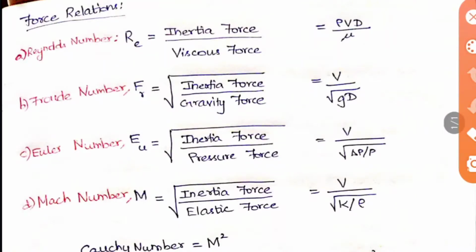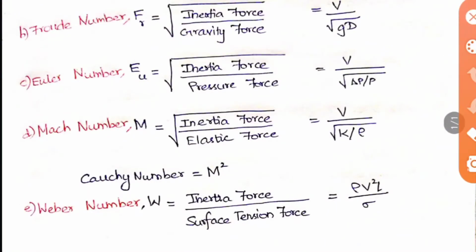Here the terms I didn't say, no? V is nothing but the velocity, d is the diameter of the pipe, rho is the density of the fluid, mu is the viscosity, and g is acceleration due to gravity. Del P and P are the pressure only, and K is nothing but the bulk modulus.